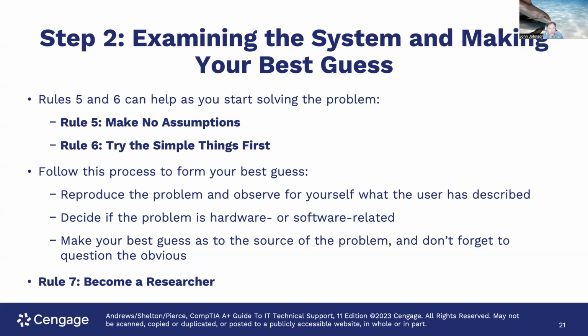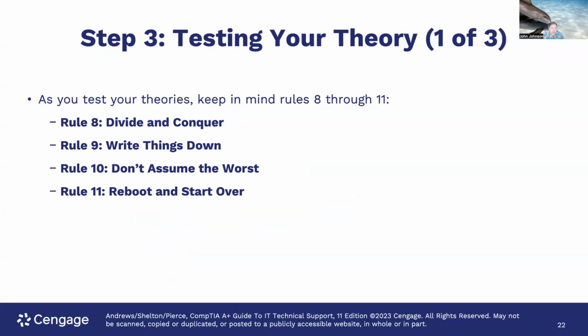Follow this process to form your best guess. Reproduce the problem and observe for yourself what the user has described because you want something that's reproducible. Sometimes it's not, but if you've got a system that intermittently shuts down, you can't really necessarily show that. You need to decide if the problem is hardware or if it's software related. Then you need to make your best guess as to the source of the problem, and don't forget to question the obvious.